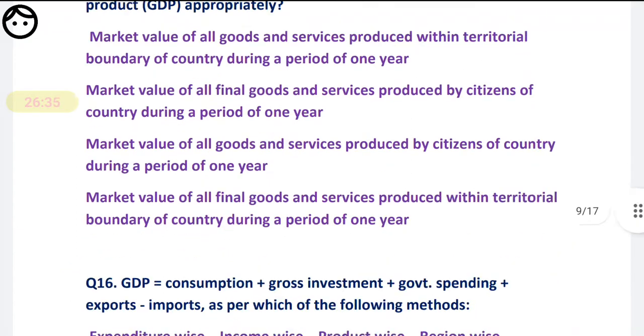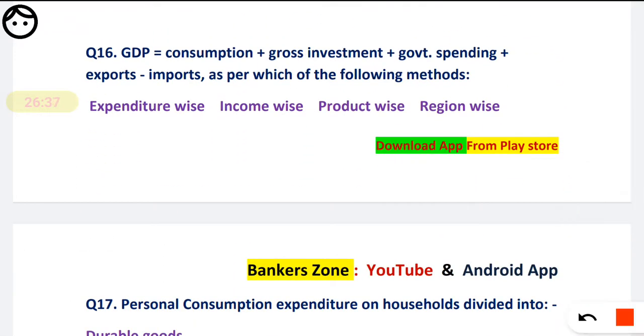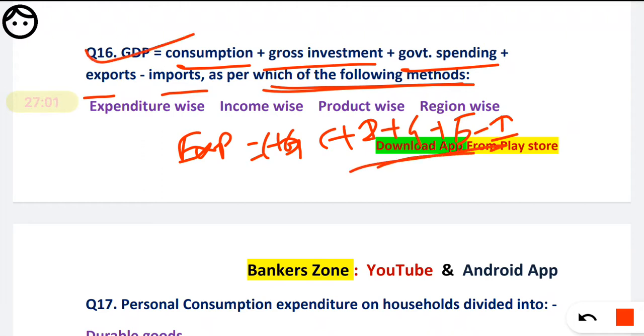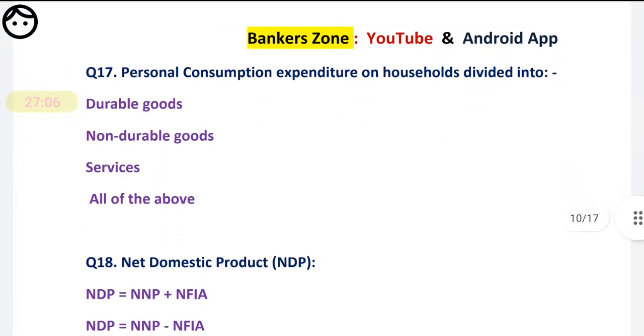Now question number 16. GDP is equal to consumption plus gross investment plus government spending plus export minus import, as per which of the following methods? In the very first case study, we discussed that according to the expenditure wise method, it stands for C plus I plus G plus export minus import. So basically this is the formula for the expenditure wise method. Okay, very easy.